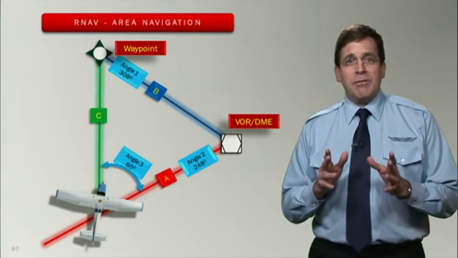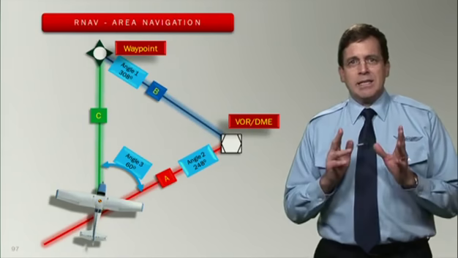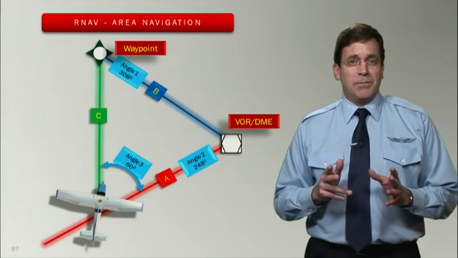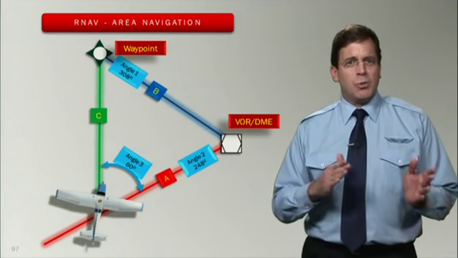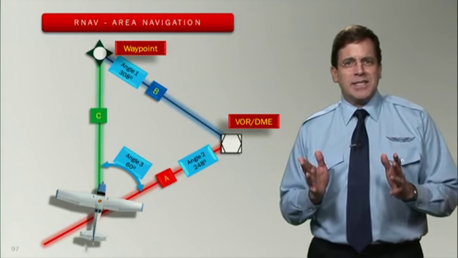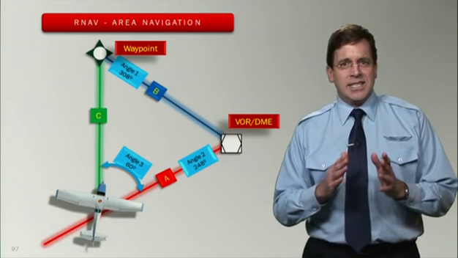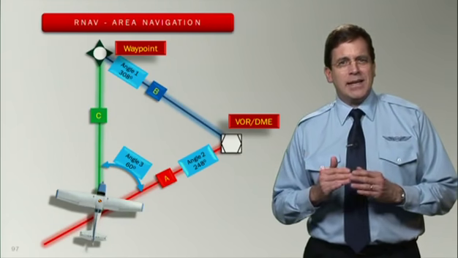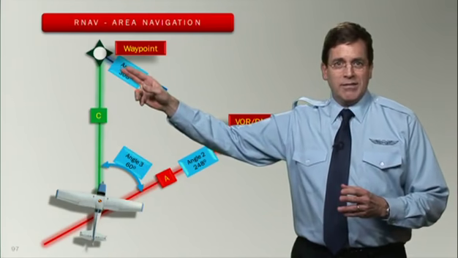The bearing from the VOR DME to the aircraft, or angle 2, is measured by the VOR receiver. The airborne computer continuously compares angles 1 and 2 and determines angle 3 and side C, which is the distance in nautical miles and magnetic course from the aircraft to the waypoint.